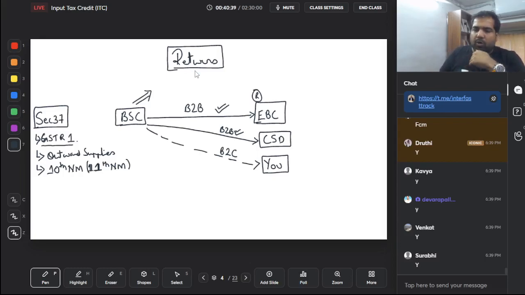Of course, you will have to go online and you will have to fill up this GSTR 1 for the outward supplies. Guys, when you fill the details for B2B supplies, please tell me, will they take credit?